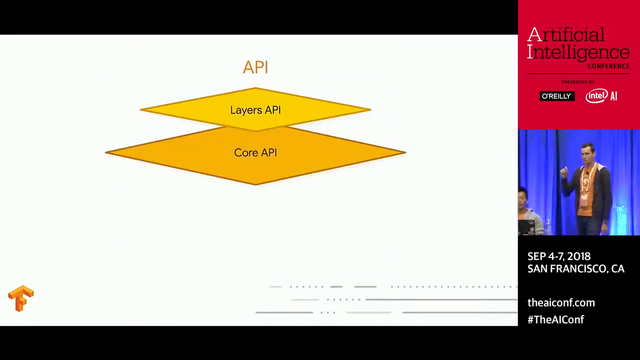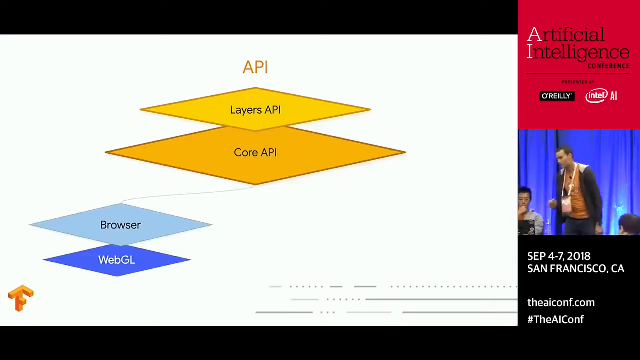I want to showcase how our library pieces together. There's 2 main components to TensorFlow.js: a core API and a layers API. That is all powered in the browser by WebGL. That's how we did the linear algebra aspect for the browsers. We bootstrap all the linear algebra through WebGL textures.